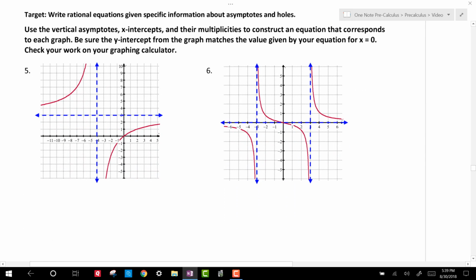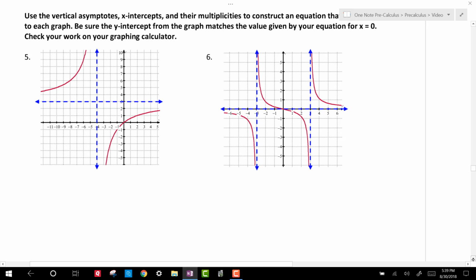All right? So now we're given a graph and we want to write a function that would match with the graph here. Okay? So it says use the vertical asymptotes, x-intercepts, and their multiplicities to construct an equation that corresponds to each graph. It says also be sure the y-intercept from the graph matches the value given by your equation for x equals 0. Check your work on your graphing calculator. Now I didn't check the other work on my graphing calculator, but you could definitely do that on Desmos.com. All right, so here we go.